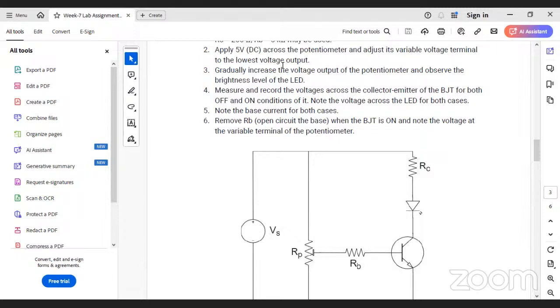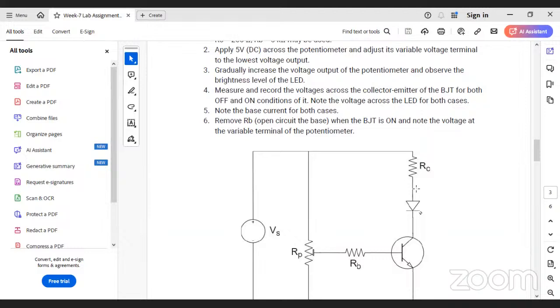Yeah, exactly. So unless it becomes more than 0.7 volt, ma'am, the transistor will not turn on. Yes. Then you increase the voltage output of the potentiometer, and gradually IB will also increase, right? Base current. Accordingly, when IB increases, IC also increases. Then after a point, suddenly the LED will start lighting up. That is, it will go to on condition.